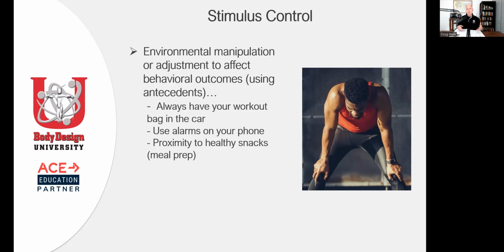So proximity to healthy snacks. Okay, that's another great example of stimulus control. It's taking control of the environment. It's taking control of those things that impact your behavior, right? We're simply trying to make a healthy lifestyle more convenient.